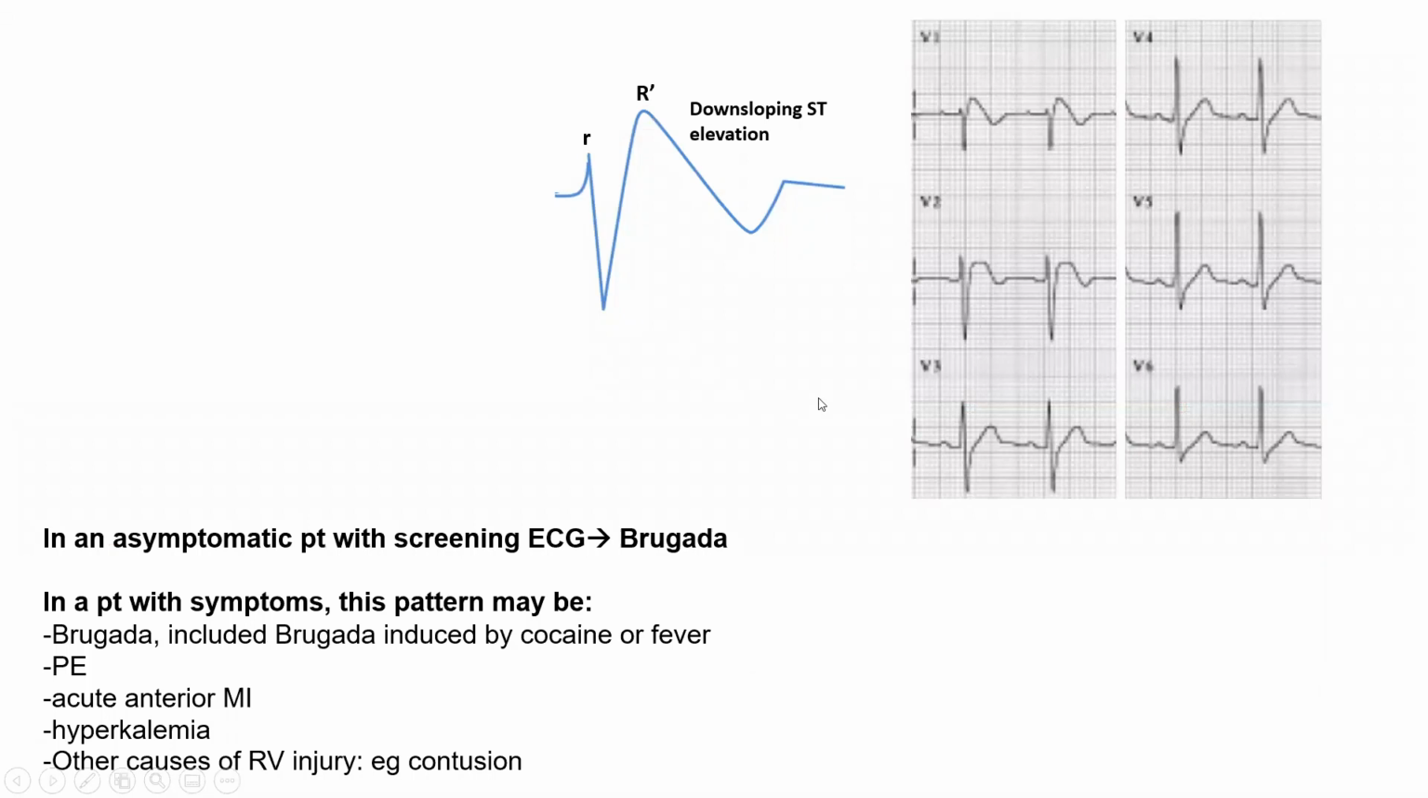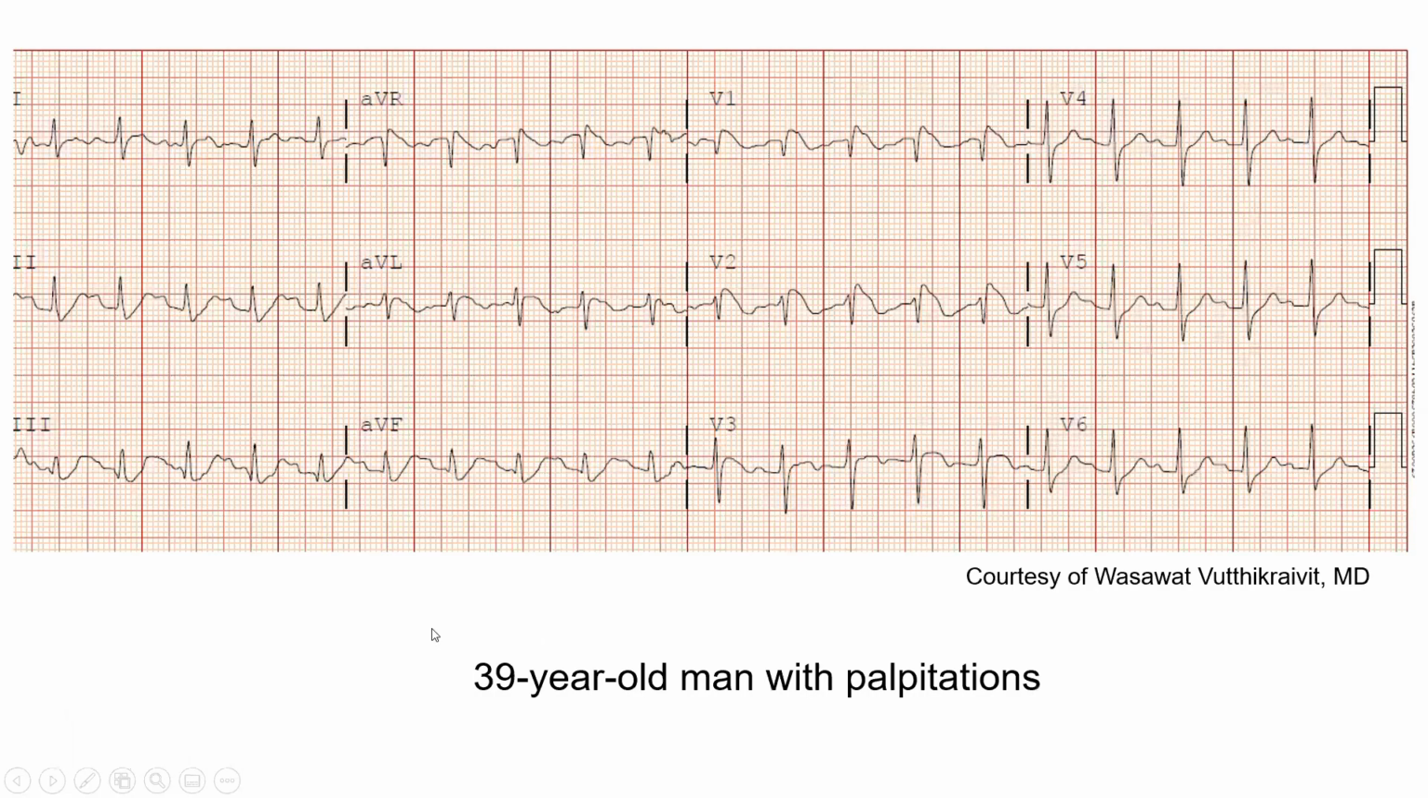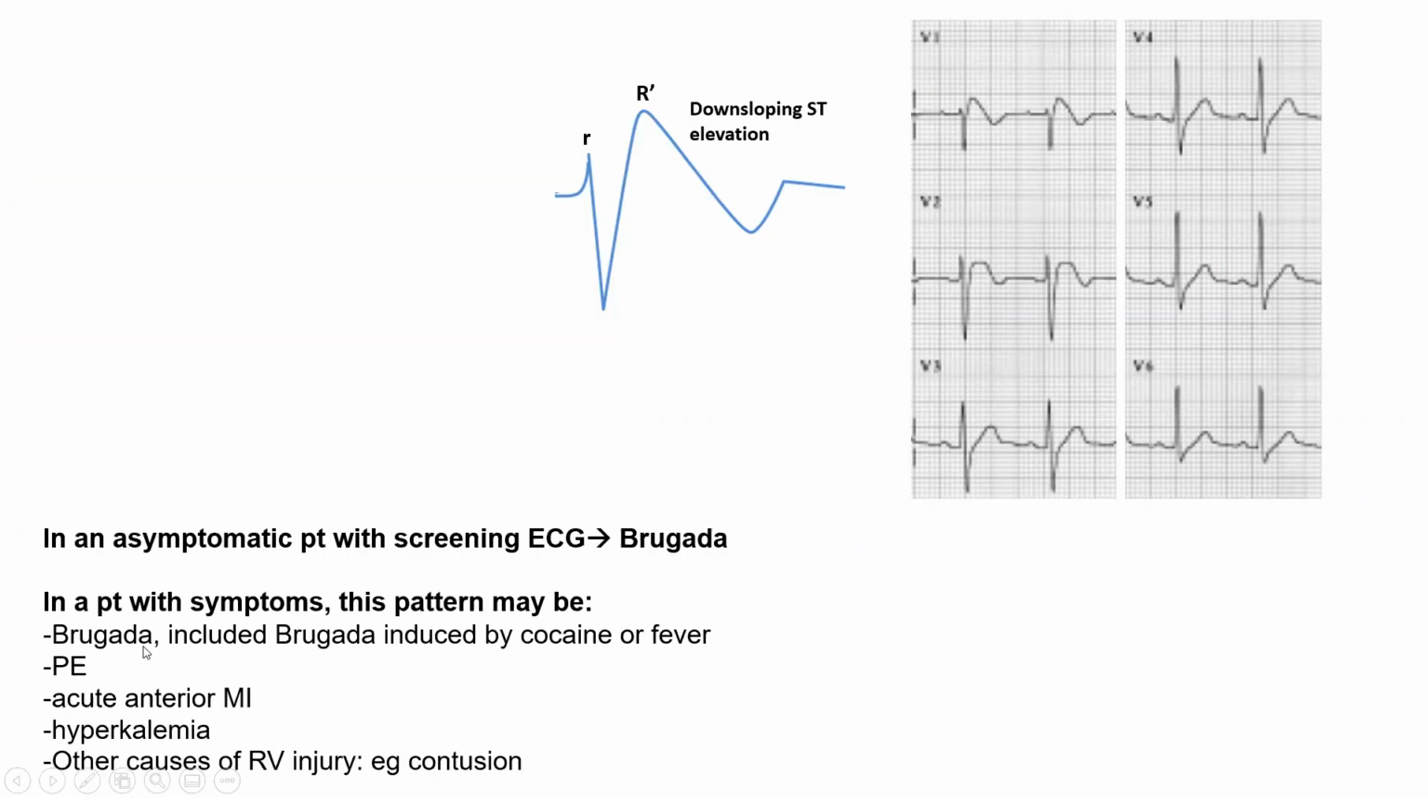In an asymptomatic patient with a screening EKG on whom you find this, it's a slam dunk, it is a Brugada. It's a downsloping, we call it coved ST elevation with a pseudo right bundle branch block in leads V1, V2, and V3. So this is the coved type 1 Brugada pattern, which is the real Brugada syndrome. Now, in a patient with symptoms, such as this patient, be careful. This pattern may be Brugada pattern, and because the patient is tachycardic, you have to think Brugada pattern induced by cocaine and fever. Cocaine is a sodium channel blocker, and therefore it can elicit Brugada pattern.